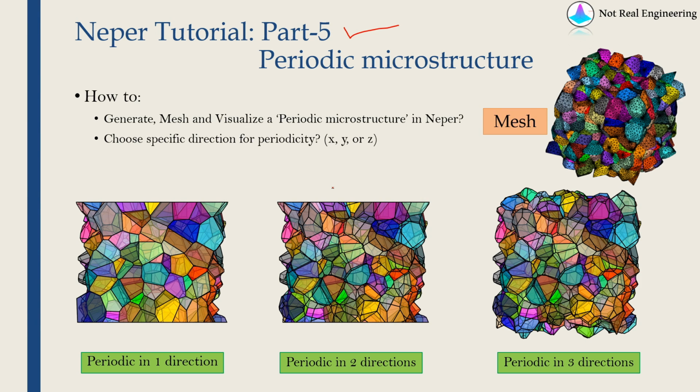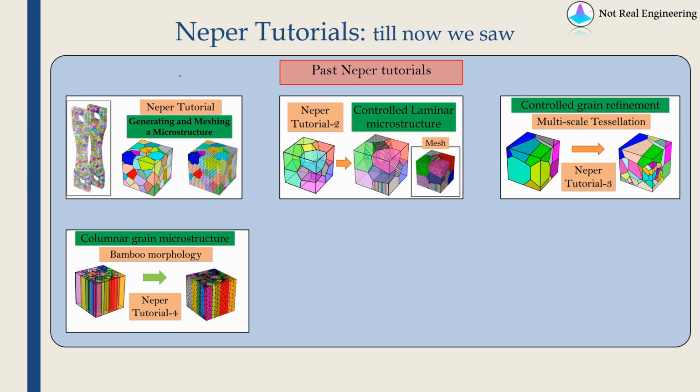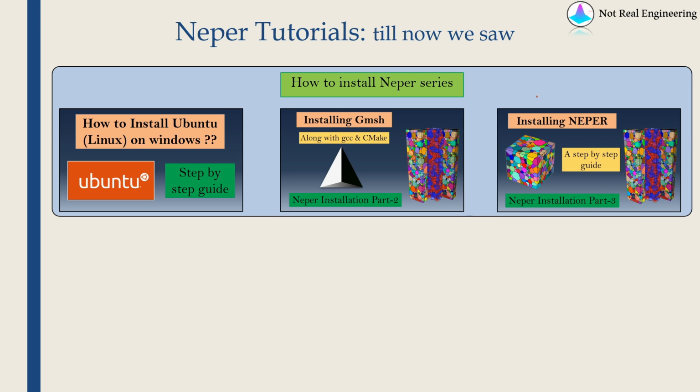In the Neper tutorial series, till now we saw basic information about Neper in the first part, how to create controlled laminar microstructure, how to create multi-scale tessellation, and how to create columnar grain structure. You can find links to all these videos in the description box below. And I also have a Neper installation series, which is a 3-part series, and it talks about how to install Neper on a Windows or Linux computer.